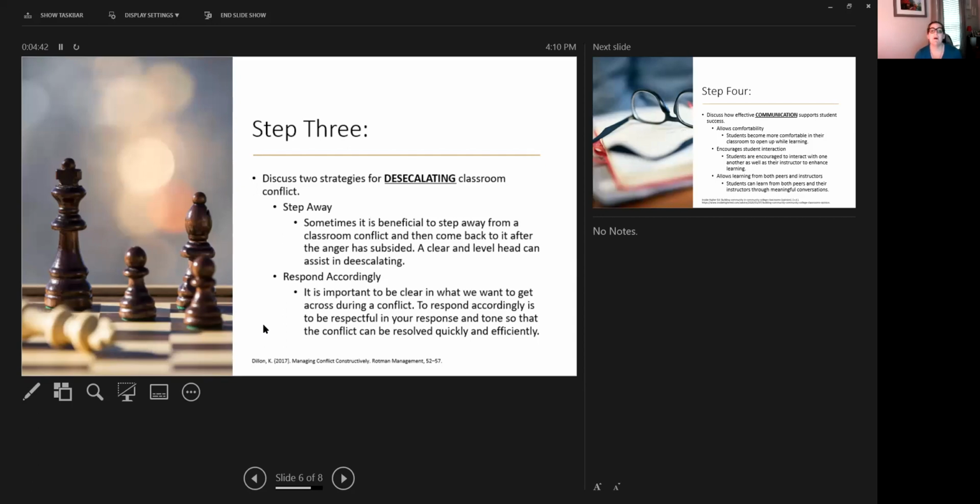And then respond accordingly. It's important to be clear in what we want to get across during a conflict. To respond accordingly is to be respectful in your response and tone so that the conflict can be resolved quickly and efficiently. And if all else fails, you can always go back to the professor and say, I think that we need to take care of this.